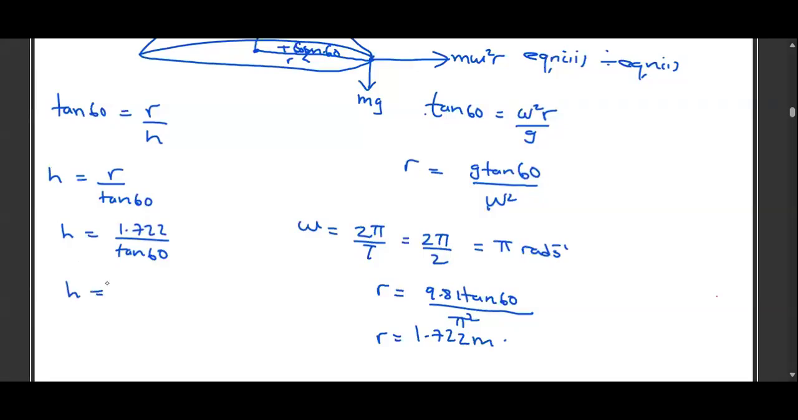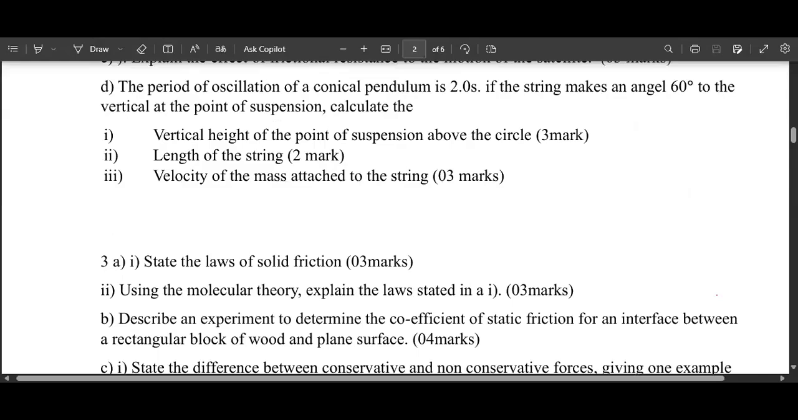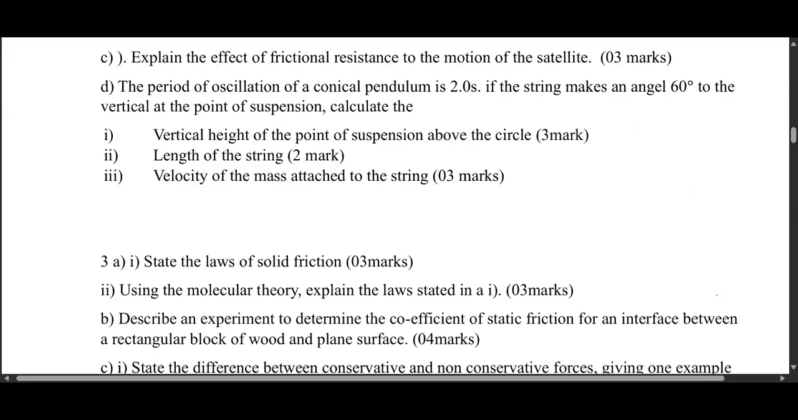Our h is going to be given by 1.722 divided by tan of 60. I am coming up with h as 0.994 meters. That is our height. Then the second part, they want us to come up with the length of the string.